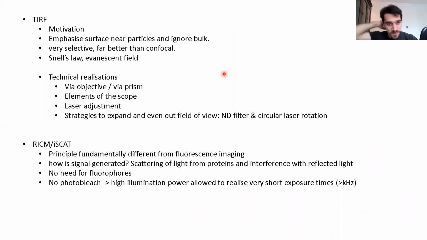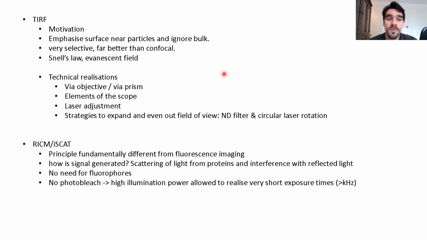Just to give you a rough overview, I will first talk about TIRF microscopy: what's the motivation for it, and what is it used for. We'll talk a little bit about the physical basis for TIRF, why and how it works. And then, I think very important, particularly in the context of a Bangalore microscopy course, I will show you also the practicals: how to realize it technically when you're at the scope, what the important elements are, what kind of adjustments you can do, and how you can avoid some problems.